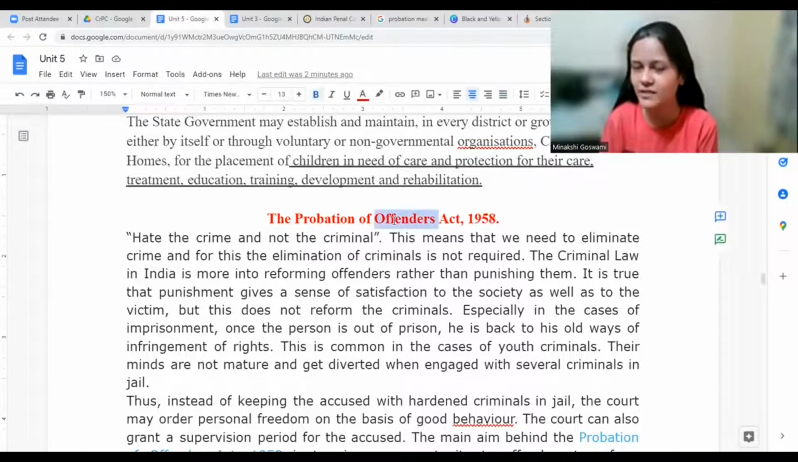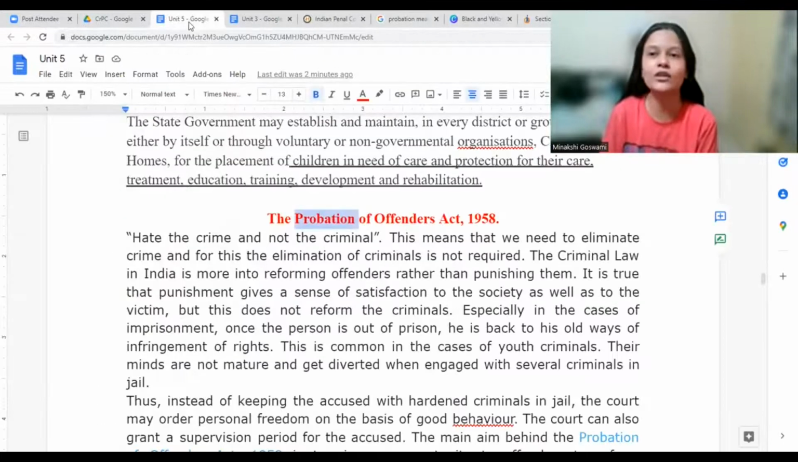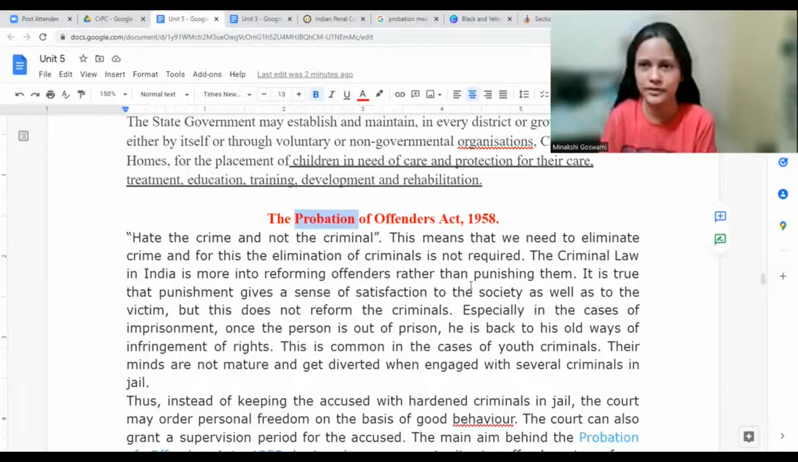Even if some offense has been committed, probation can be granted. And what is probation? It is nothing but release of offender from detention. Otherwise, the law says that this person should be detained for 5 years, 10 years, 2 years, 2 months, whatever. Can we release the person or not? If we can, under what situations or conditions can we release such a person? That provision is given under this legislation of 1958.